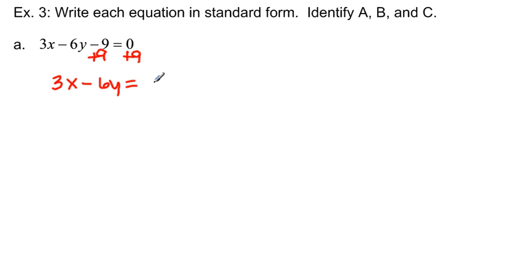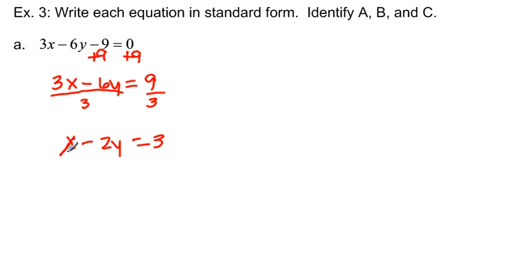And you can see that a, b, and c are integers here. However, 3, 6, and 9 have a common factor of 3, and I want A, B, and C to have a common factor of 1. So to get rid of that, I'm going to divide both sides of my equation by 3, because 3 is the common factor between 3, 6, and 9. Okay, so dividing by 3, 3x over 3 gives me 1x, minus 6y over 3 gives me 2y, equals 9 over 3 gives me 3.